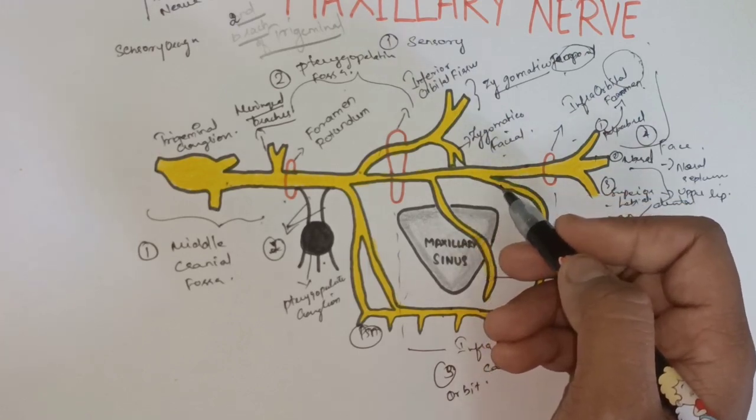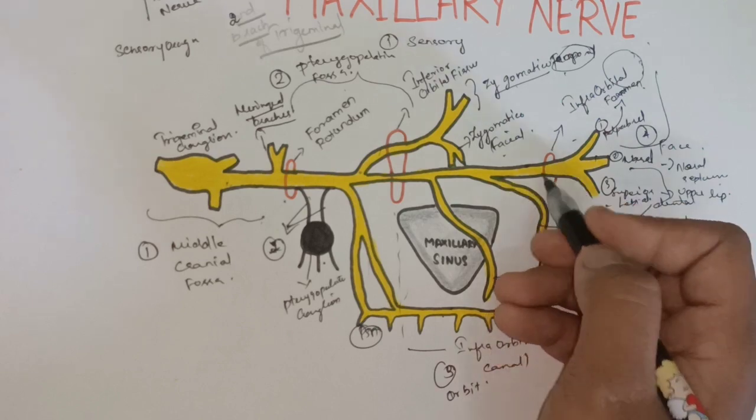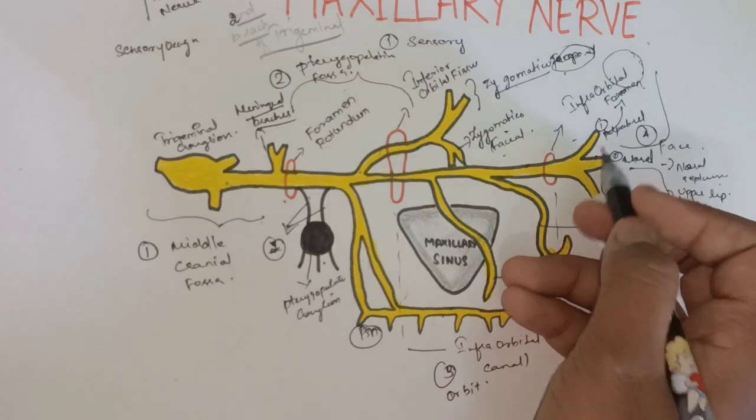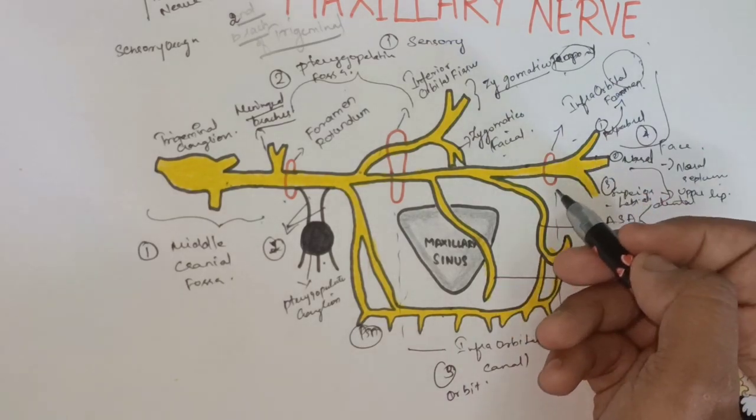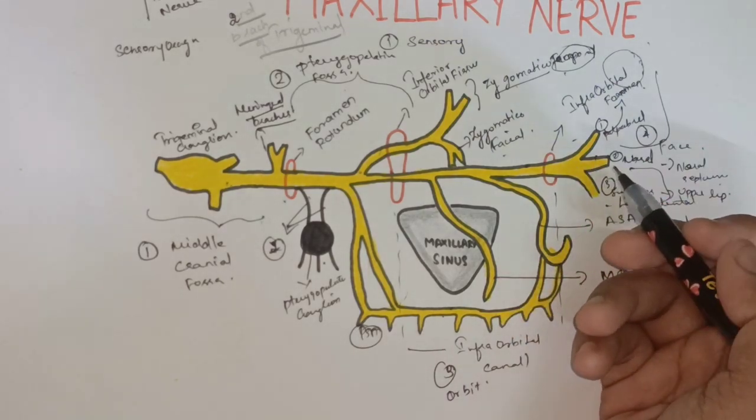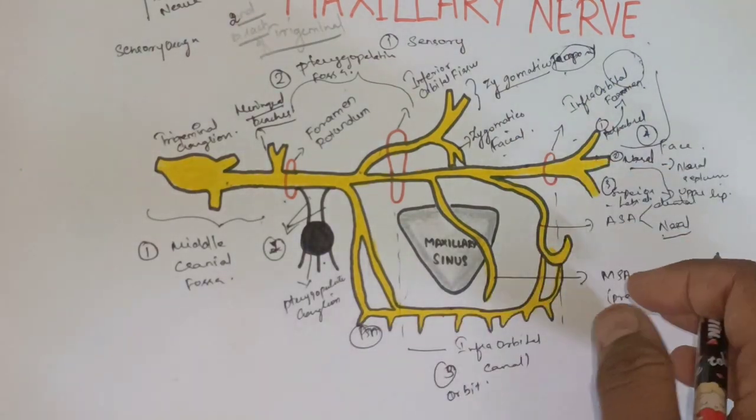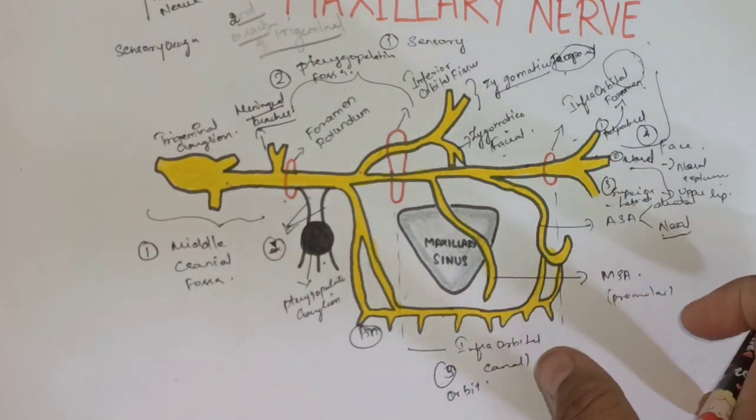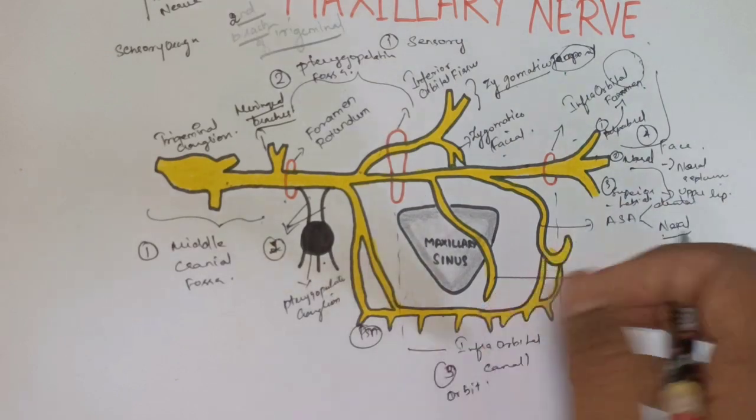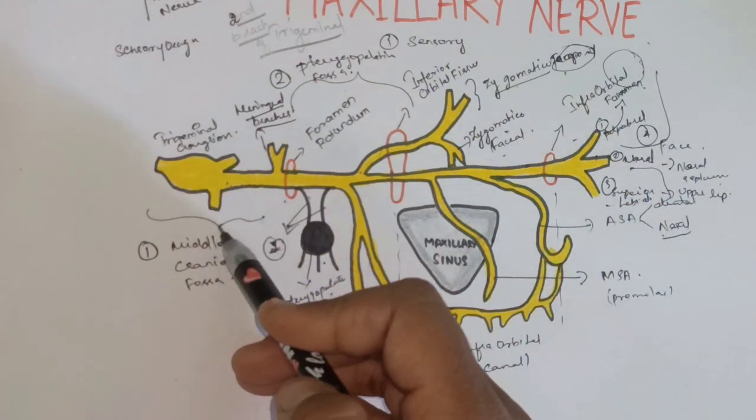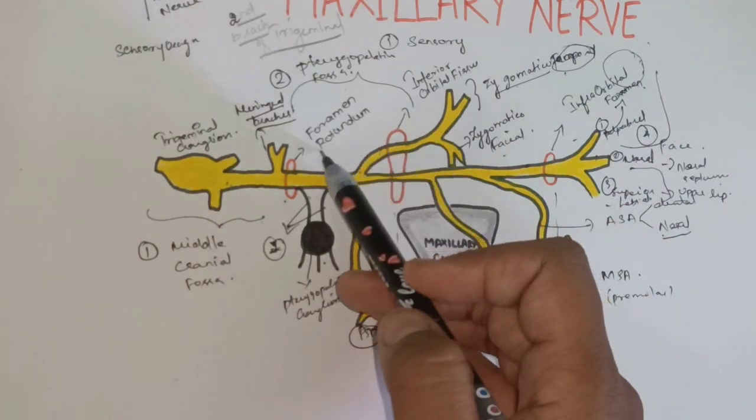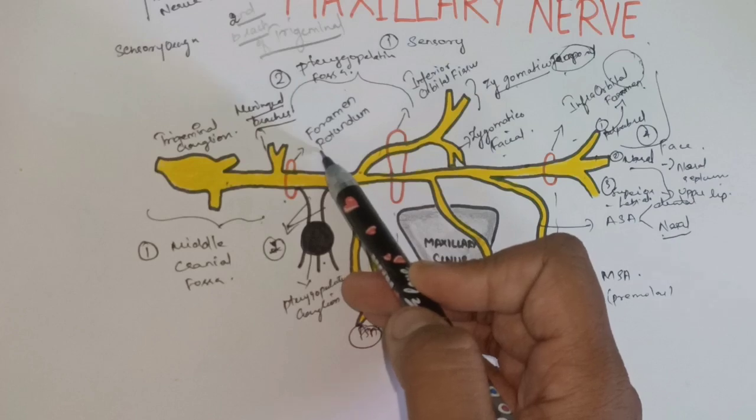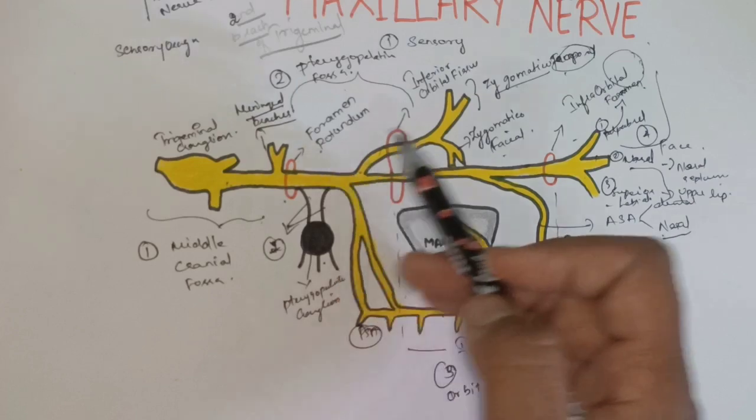The area between the infraorbital fissure and the infraorbital foramen is your infraorbital canal, and on the face it gives three branches. The maxillary nerve gives different branches the way it travels. It has four regions: the first one is within the middle cranial fossa, the second one is the pterygopalatine fossa region, the third one is in the orbit, and the fourth one is on the face.